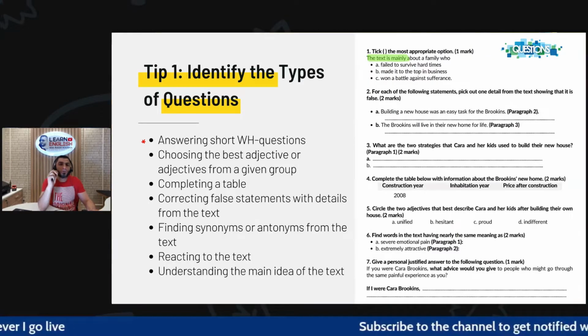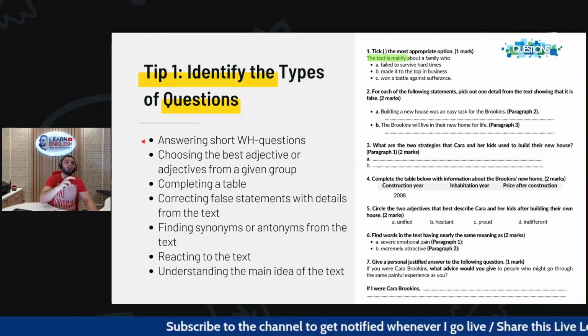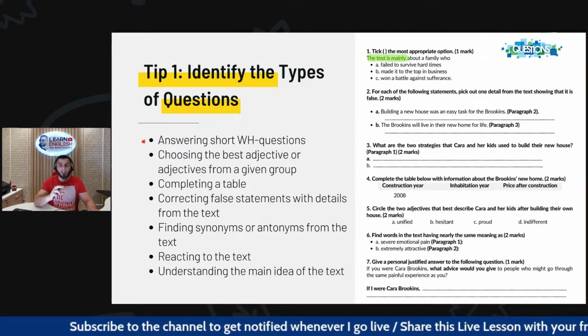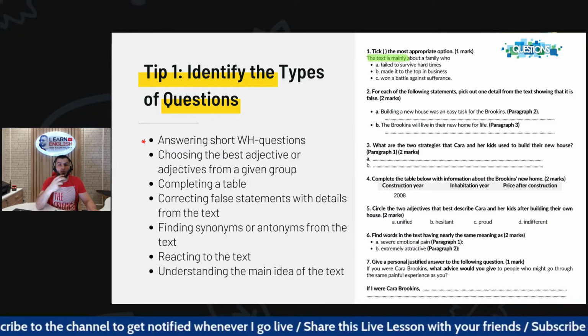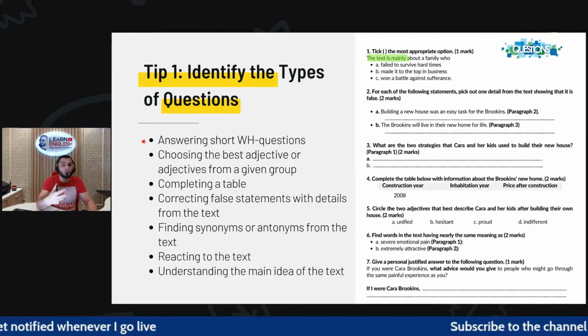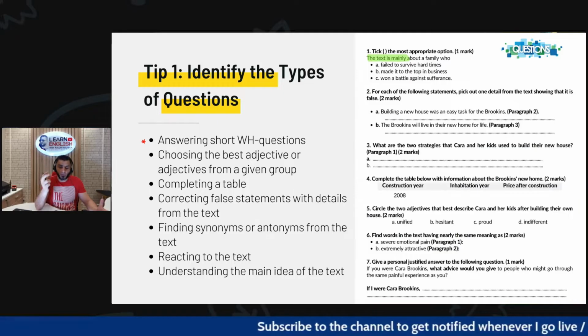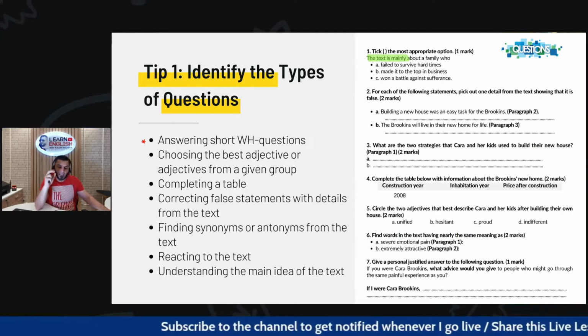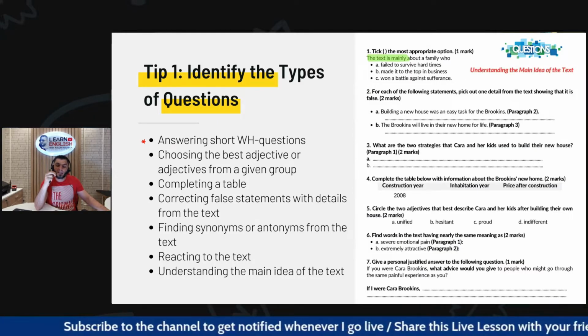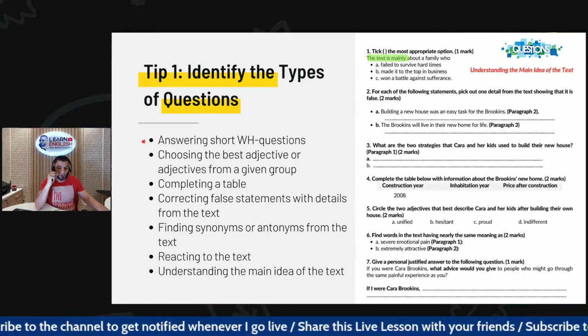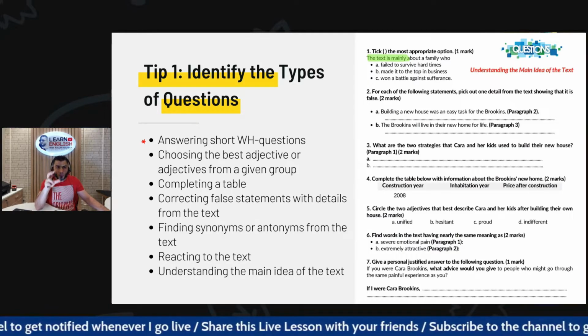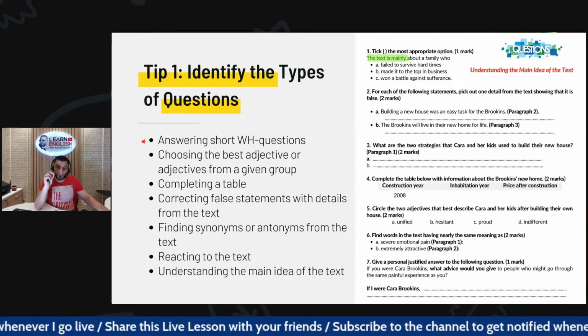Of course, always the first question is about the main idea of the text. We want to know if the student is able to understand, to grasp what the text is about. So this is the first question. It's about understanding the main idea of the text. You always have such a question.